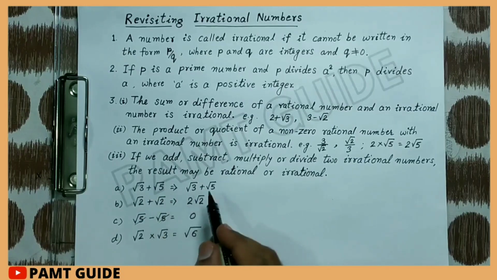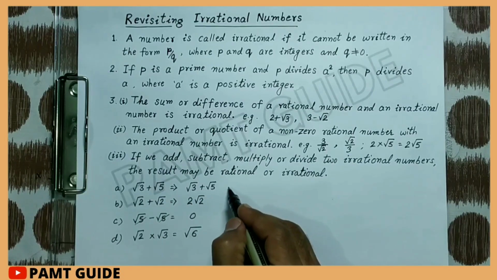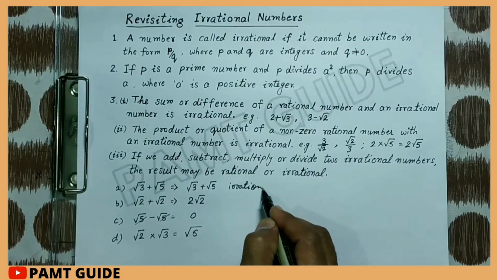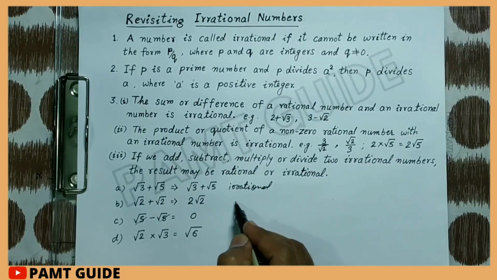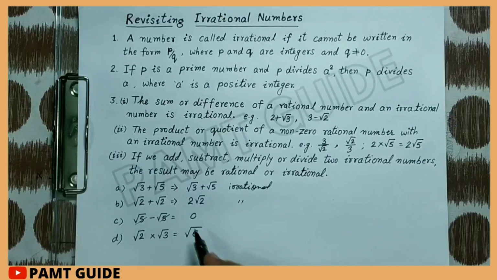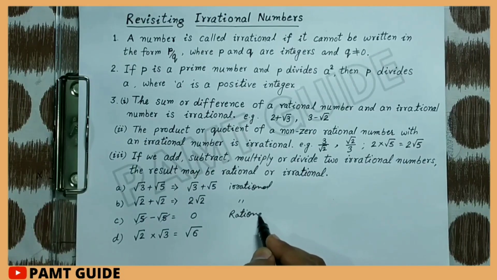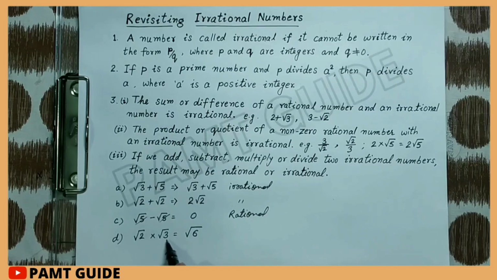We are seeing that root 3 plus root 5 is irrational. 2 root 2 is also irrational, but 0 is rational. Root 2 into root 3 equals root 6. It is also irrational.